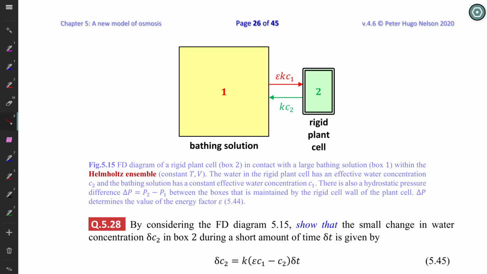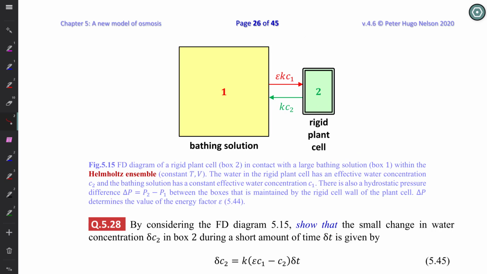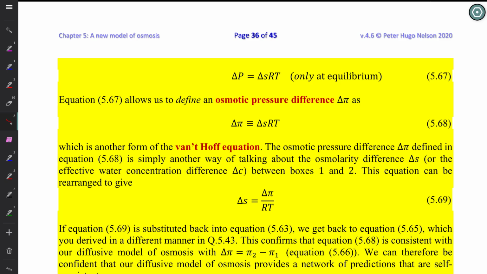As a result, students can formulate a model of diffusion which can account for pressure differences between a rigid plant cell and a bathing solution that it finds itself in. Think of a stalk of celery in a glass of tap water. And that model ends up motivating the Van 't Hoff equation, which defines an osmotic pressure difference in terms of the osmolarity difference between the two boxes.